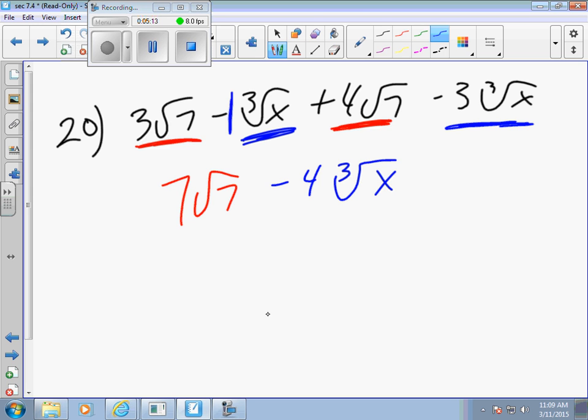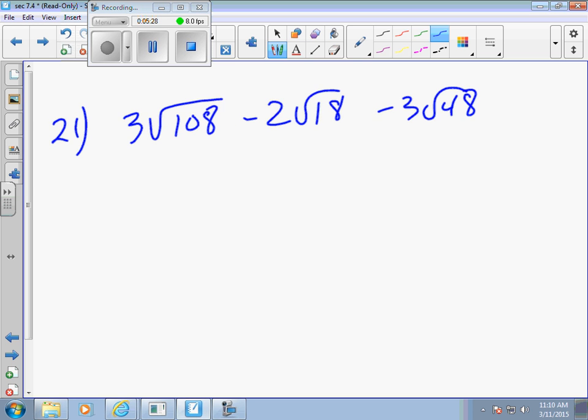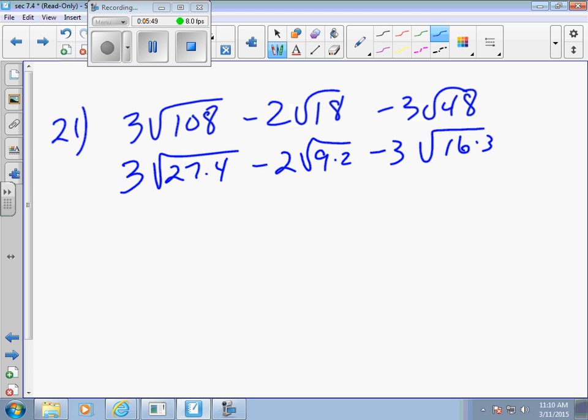Let's try number 21. It says 3 times the square root of 108 minus 2 square roots of 18 minus 3 square roots of 48. When we break these up, we need to take perfect squares out. So I'm going to break up 108 into 27 times 4. 18 is going to be 9 and 2. And 48 is 16 and 3.